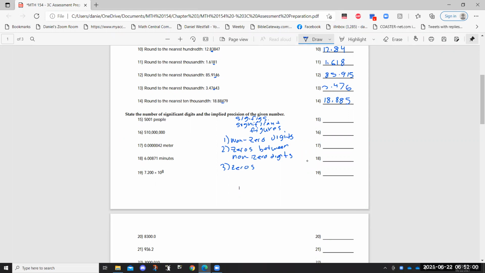Zeros after the decimal point at the end of the number, like these, we don't have any of them, are significant. So, and then these always are. Always are. Always are.